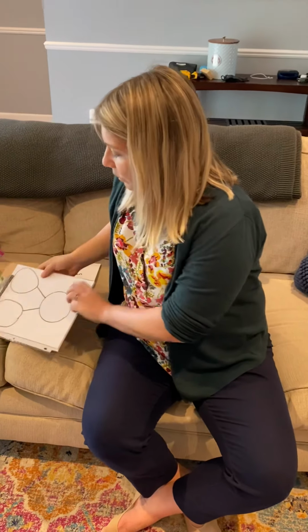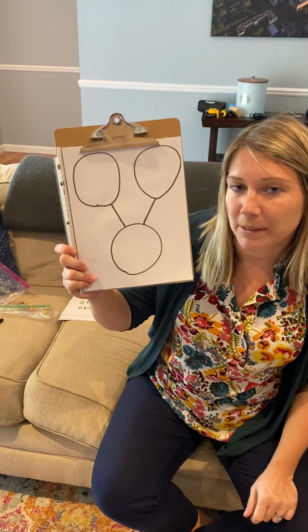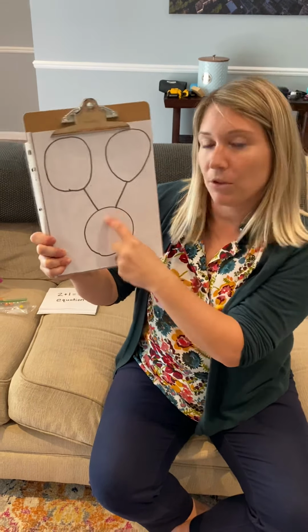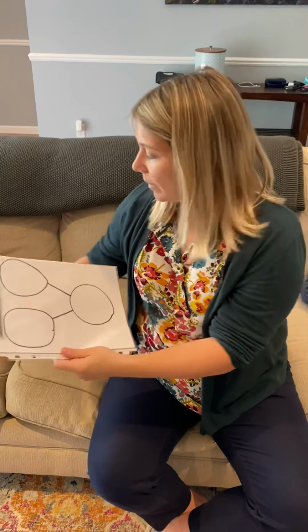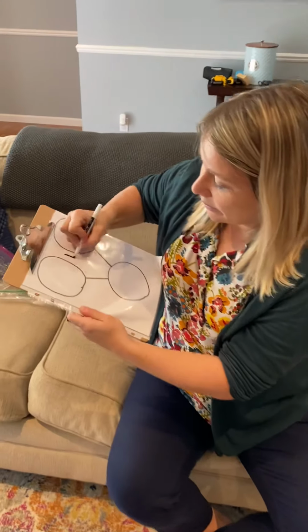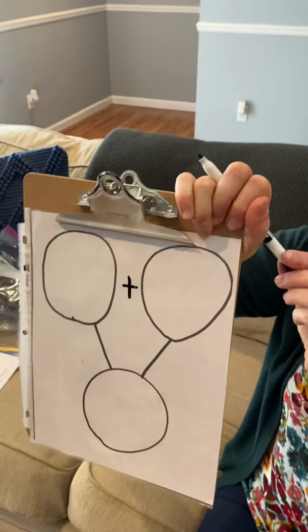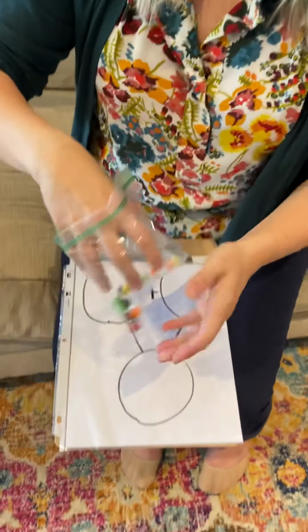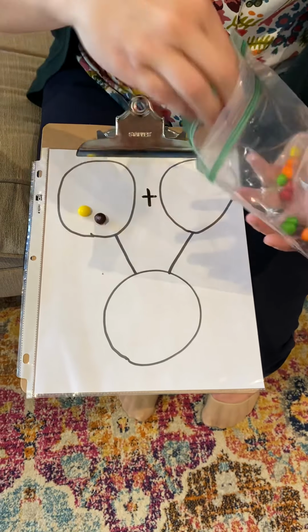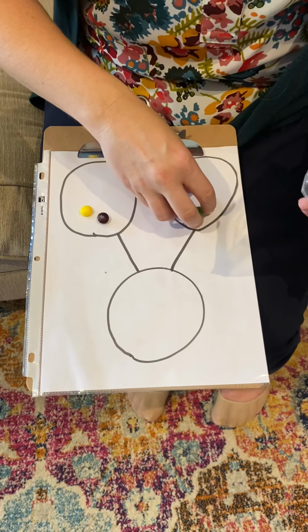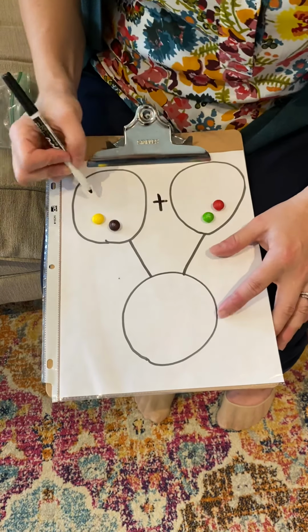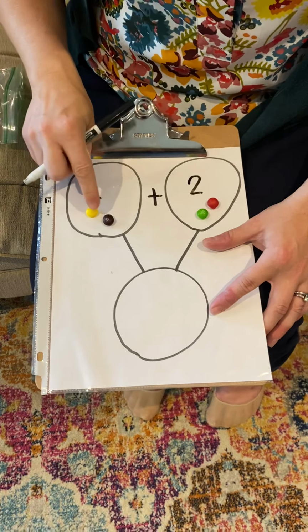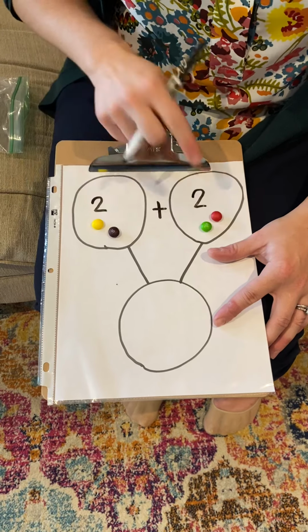Okay. So we've been using number bonds to solve addition problems in school. Here's my number bond. Remember, we have the part, and this is where the total goes, or the answer. So we're adding the two parts together. So there's my plus sign. Okay. So I'm going to use my Skittles to put two parts into the number bond. So I have 2 here, and I have 2 here. So I have 2 and 2. So 2 and 2 are my parts.